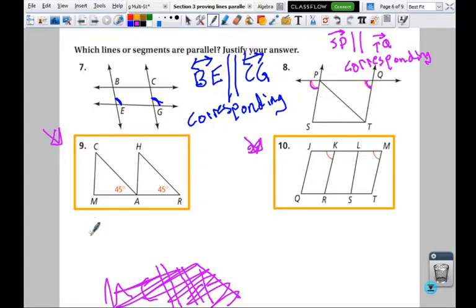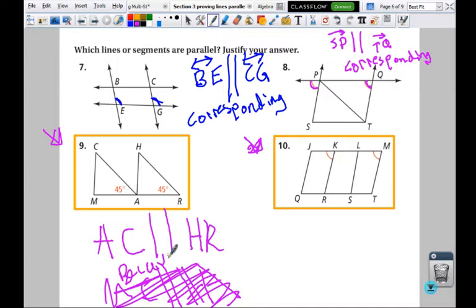Just let her do it. Believe in yourself, Chloe. Alright, so A and C is going to be parallel to H and R. And how do we know? Because they're corresponding. Those two 45-degree angles, right? What kind of angles are those? They are equal angles. They're congruent.